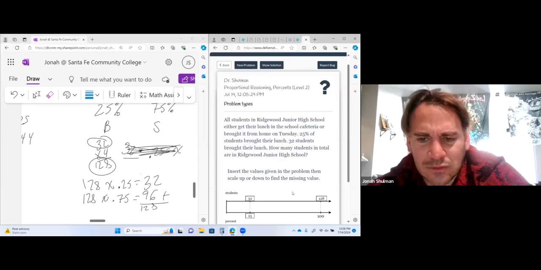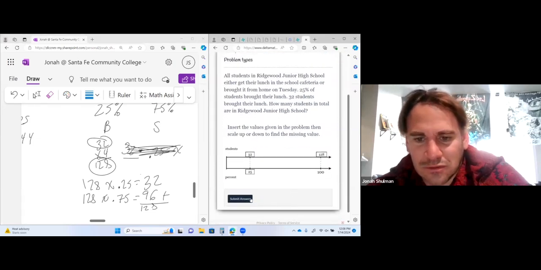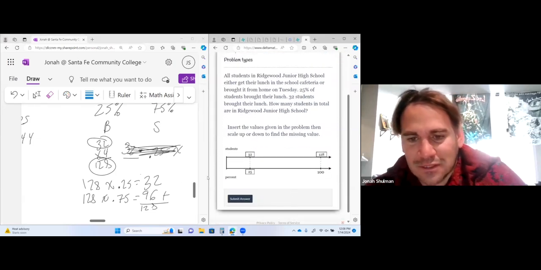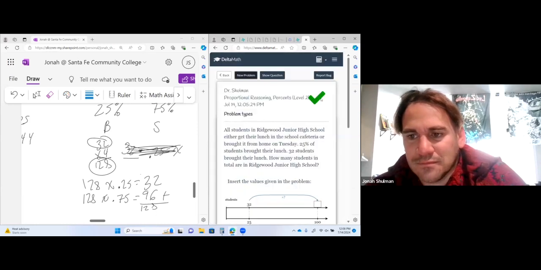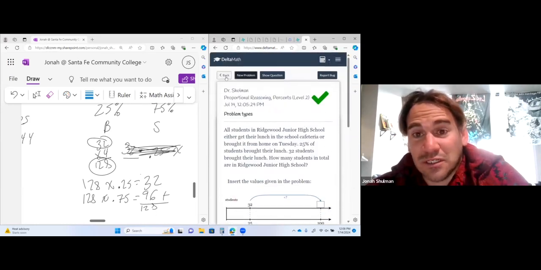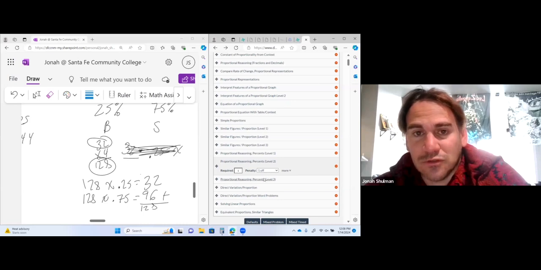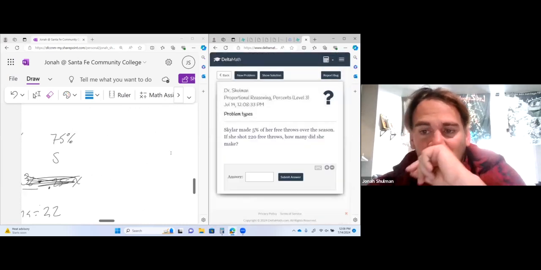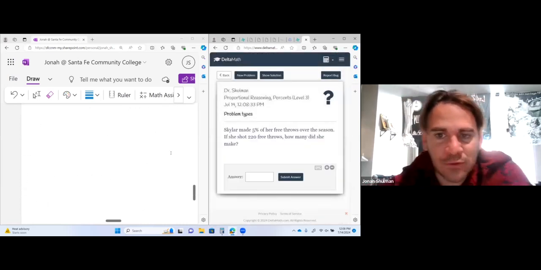So either way, it's 128 students. But I like this. This is nice for me. Ta-da! Double line is really nice. I might start using it. Oh, level 3. Let's try it.